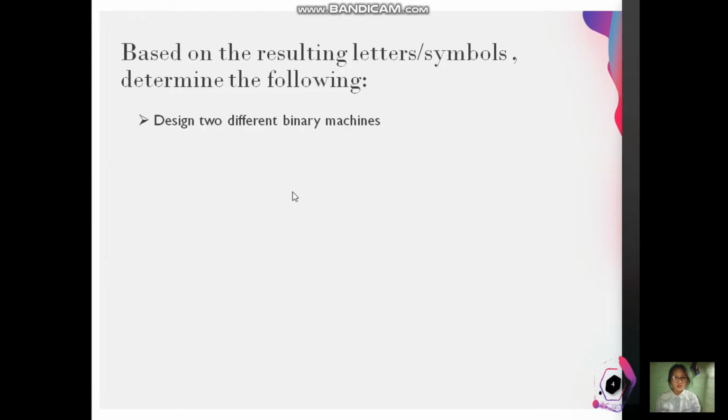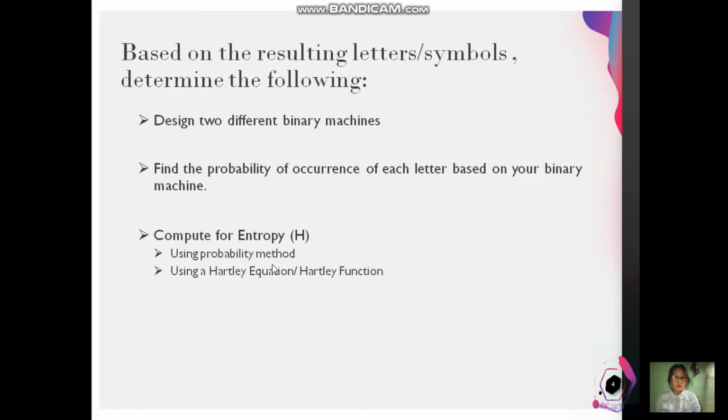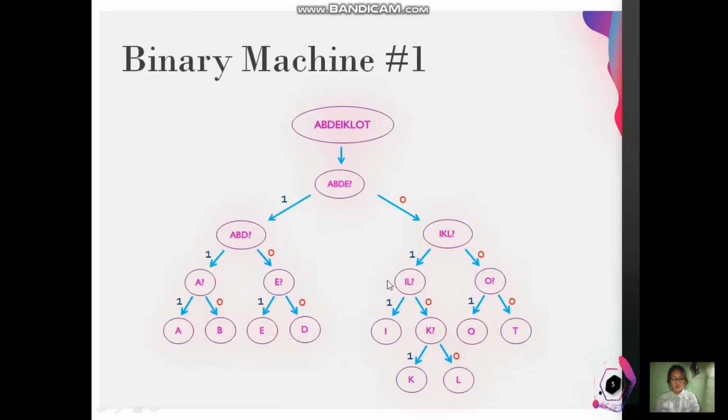We are going to design 2 different binary machines. Find the probability of occurrence of each letter based on your binary machine. Then we compute the entropy using the 2 methods, compare the results in a summary, and draw a conclusion on which machine is better. So let's take a look at binary machine number 1.